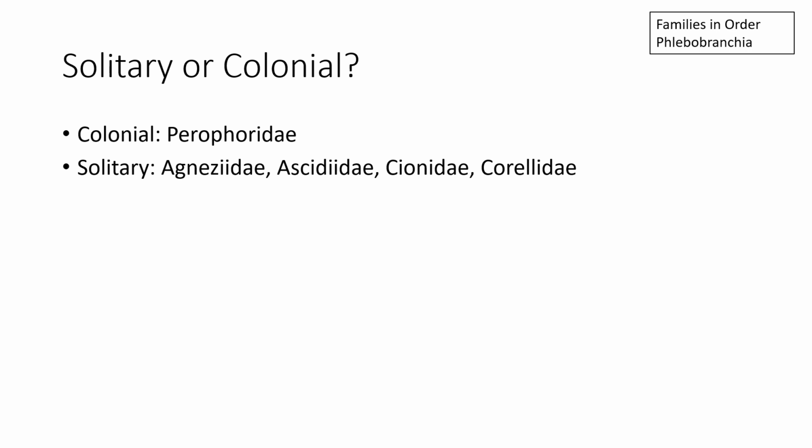So if you've determined that your ascidian is a Phlebobranch, and you've determined that it is colonial, there is only 1 family that you have available to you to continue to research, and that's the Paraphoridae. If it's solitary, there are 4 common families: Agnesidae, Ascididae, Sionidae, and Corellidae. Let's first talk about the family Paraphoridae, the colonial Phlebobranchs.